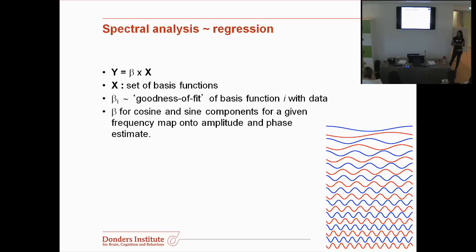Now each of the weightings, so each of the beta weights for the basis functions for a given frequency, so say you have a 10 hertz signal, then you have 10 cycles of a cosine and 10 cycles of a sine. The beta weights together can map onto an amplitude and phase estimate. And let's take a look at how this works. So say we take these 2 basis functions and we map them onto a 2D plane. On the x-axis, what you have is the beta weight for the cosine, and on the y-axis, you have the beta weight for the sine.